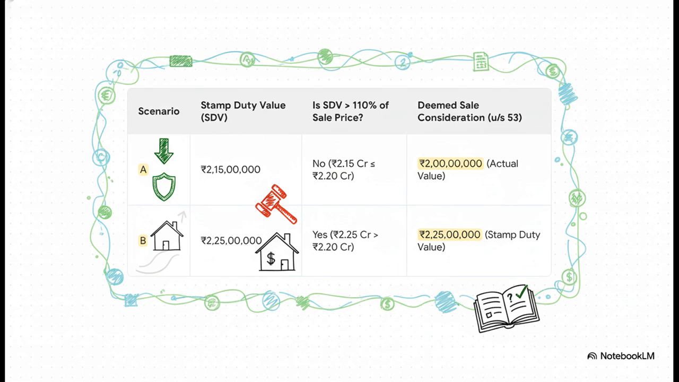Okay, now let's play this out with 2 different possibilities. Scenario A, the stamp duty value is 2.15 crores. Well, is that more than our 2.2 crore limit? Nope. So we're in the safe harbor. The developer can just use their actual sale price of 2 crores for their taxes. Easy. But now look at scenario B. Here, the stamp duty value is 2.25 crores. Uh-oh. That is more than our 2.2 crore limit. So now, Section 53 applies, and the law says the sale value for tax is the higher amount, 2.25 crores. Think about that. Same sale, but a different stamp value leads to a totally different taxable income.